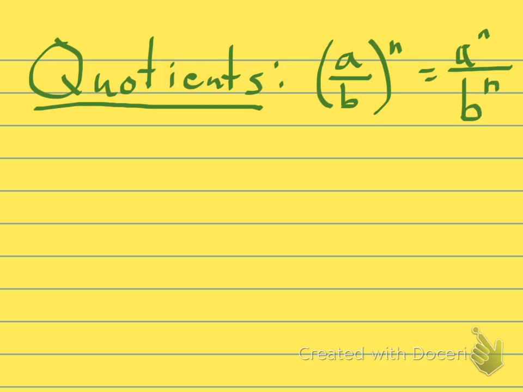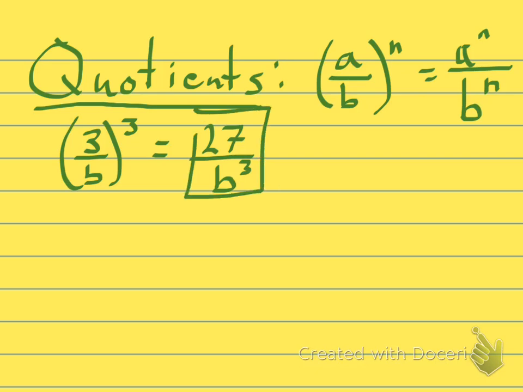Let's take, for instance, 3 over B, and let's raise it to the third power. What's 3 to the third power? We just did that a second ago, didn't we? 3 times 3 is 9. One more 3 is 27. 27 goes on top. And on the bottom, B to the third power. I don't know what B is. B is a variable. Well, then we're going to have to leave it as a variable. So B to the third power is just B to the third. That's it. That's all there is to it.